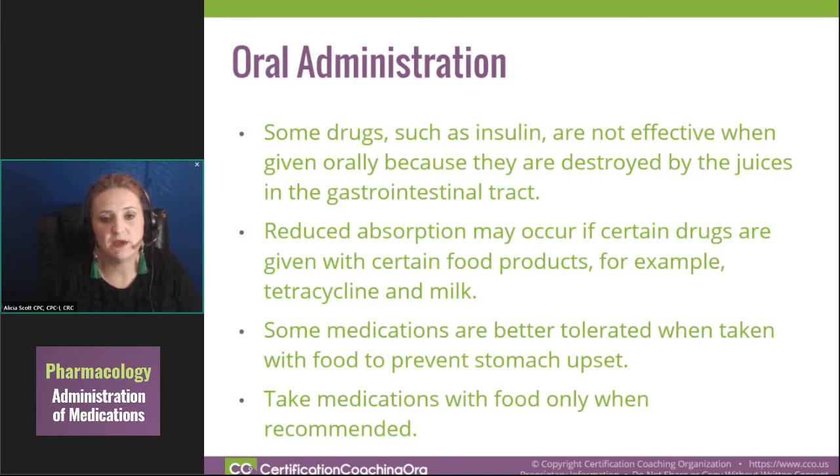Some medications can be affected by other things that you ingest, like tetracycline and milk. Don't mix. Milk will make tetracycline not be effective. And then also some medications can upset your stomach. Ibuprofen, NSAIDs, very classic for upsetting the stomach. So they always tell you that if you've got to take an NSAID, which is like ibuprofen, then you need to eat something with it, eat a little something.